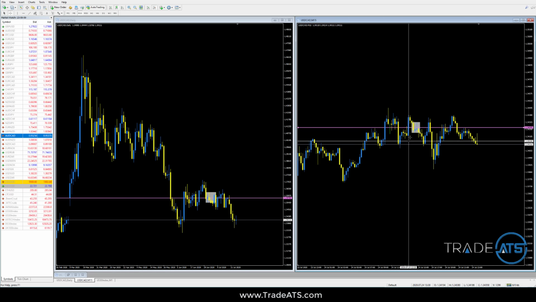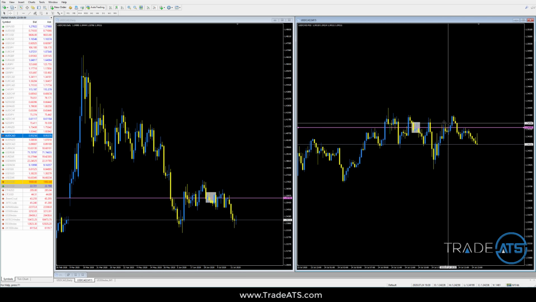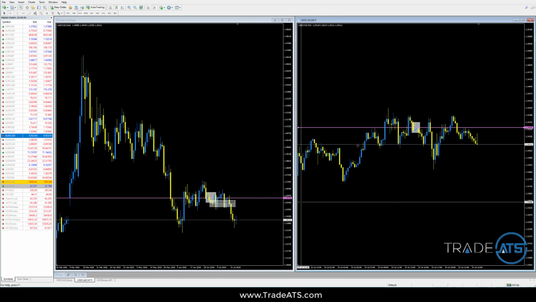So if you want to get more perspective, it could be as simple as this. Literally one box here, the most relevant you could find. It doesn't need to be perfect, but the most relevant on the higher and the lower time frame.